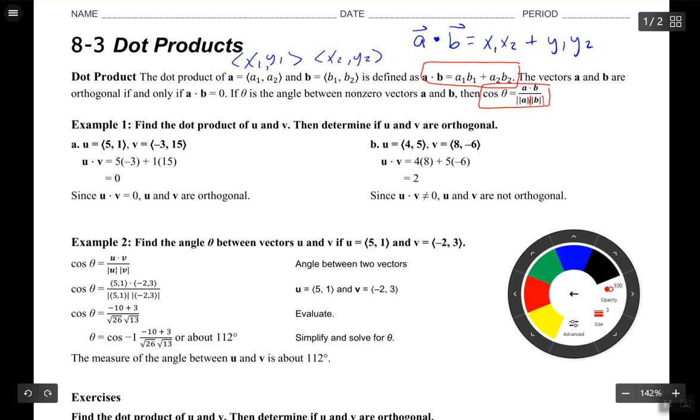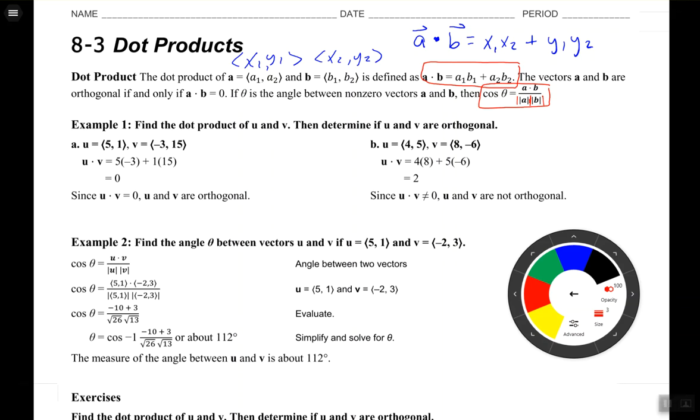Are those magnitudes? So what you do is you want to find the angle. The cosine of the angle is equal to the dot product of A and B divided by the two magnitudes of A and B. So if you can find the dot product, and you can find the magnitude of A and magnitude of B, can you find the angle by doing inverse cosine?